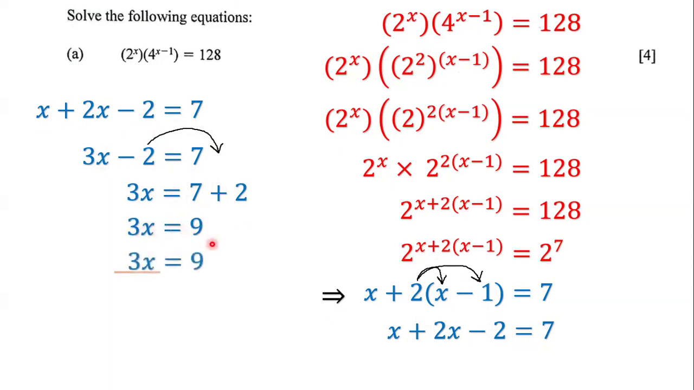We divide both sides of this equation by 3. And so this 3 cancels with this 3. So we are left with x is equal to 9 divided by 3. And 9 divided by 3 is definitely 3. And so that means that x is equal to 3 is the solution to this equation. And that's the answer to this question.